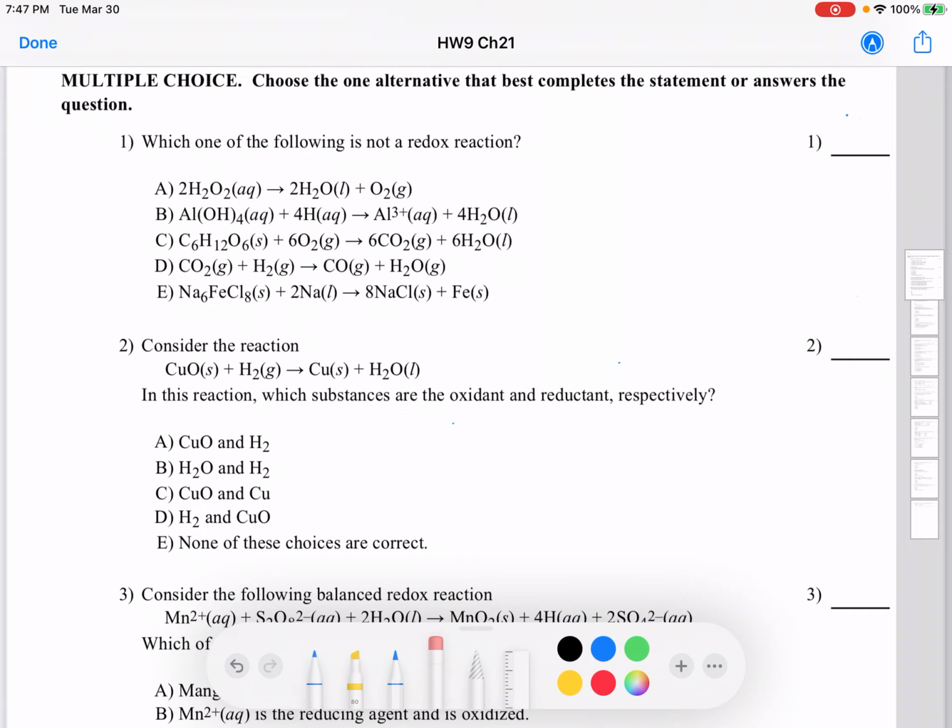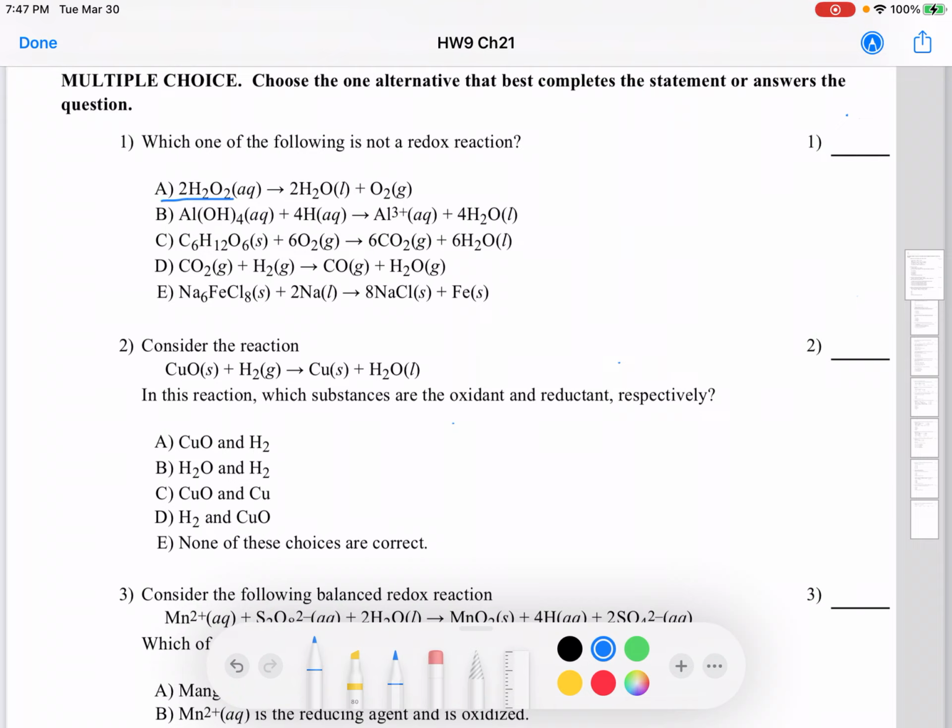Which one of the following is not a redox reaction? What you need to look at is whether the oxidation number changes from the reactants to the products for at least one element. If it does change, that's a redox reaction. If the oxidation number does not change, that is not a redox reaction. Okay, so let's look at the first one.